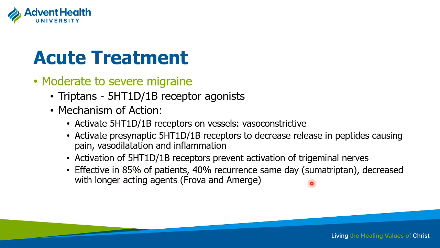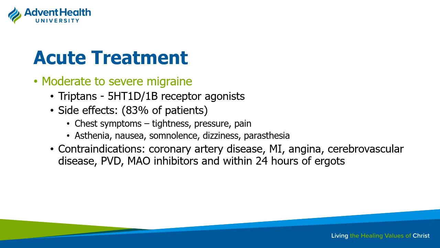However, especially with sumatriptan, because that was the first one that came out, you did see a 40% recurrence during the same day. It's not ideal, but by using some of the ones that have longer durations of action, something like frovatriptan or Emerge, you actually find they have less recurrence there. So if you know they have a history of recurrence, this is where you can use one of these other ones that have a longer half-life, and that will decrease that chance for recurrence. A lot of people do just fine with sumatriptan by itself, so they don't necessarily need to jump to one of these other ones, but if you know they have that history, maybe something to consider.